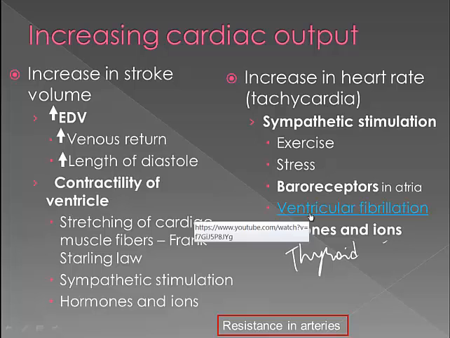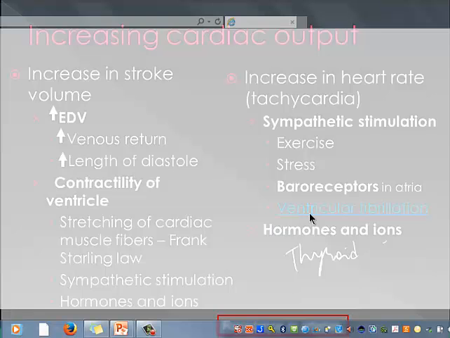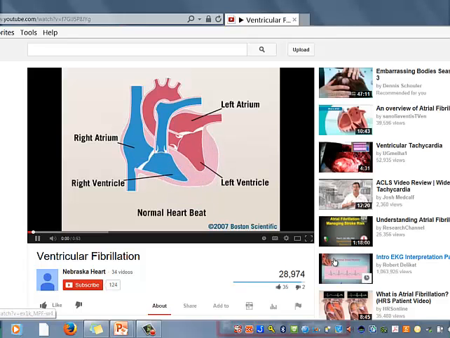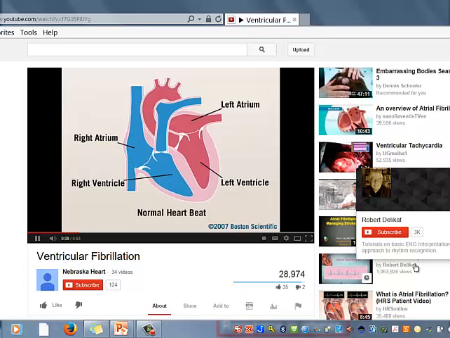So let's look at this situation of ventricular fibrillation. The heart usually beats about 60 to 100 beats per minute. With each beat, your heart pushes blood throughout your body. The upper chambers, the atria, contract at the same time. Then the lower chambers, the ventricles, contract at the same time.